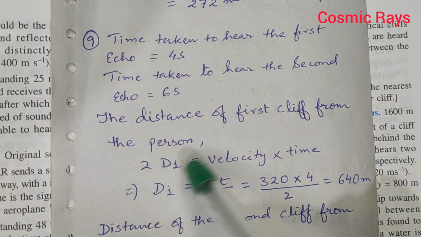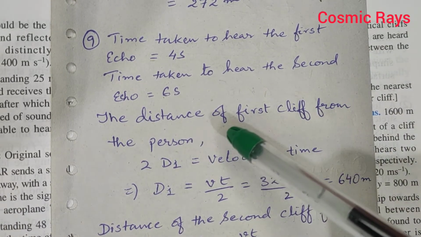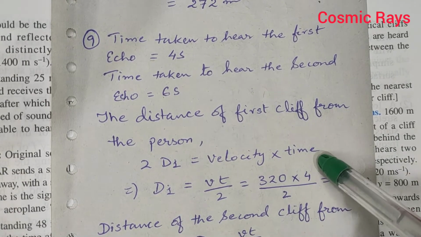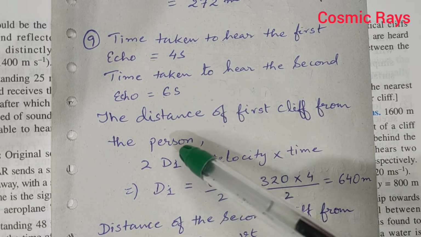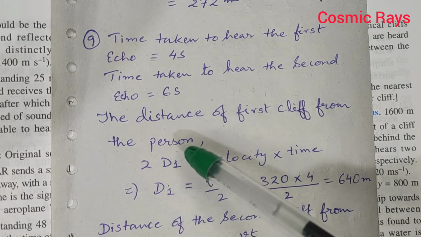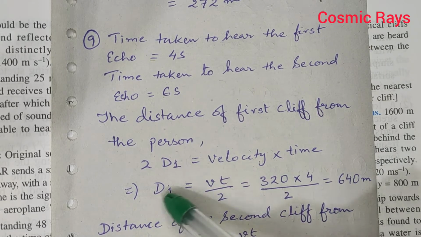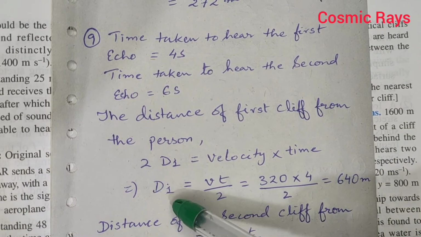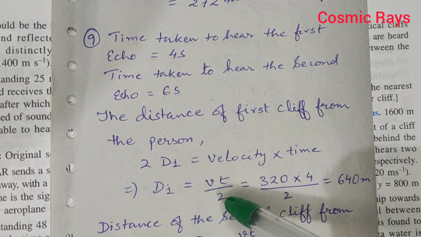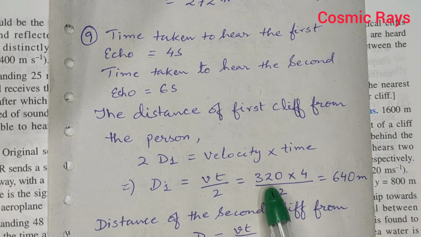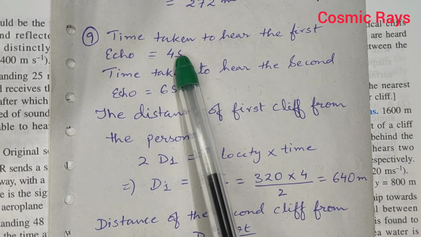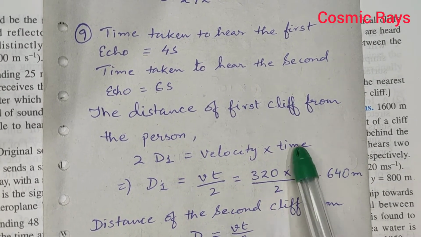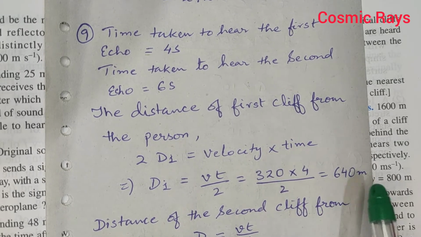Now the distance of the first cliff from the person is 2d1 equal to velocity into time. Please do not get confused. d1 we are just writing to show that this is the first distance, and this is the same formula, d is equal to vt by 2, just that 2 I have written here. So the first distance, d1, is equal to velocity into time divided by 2. Velocity is 320 multiplied by the time, 4 seconds, divided by 2. You can cancel 4 with 2, you get 2 here. 320 into 2, 640 meters.